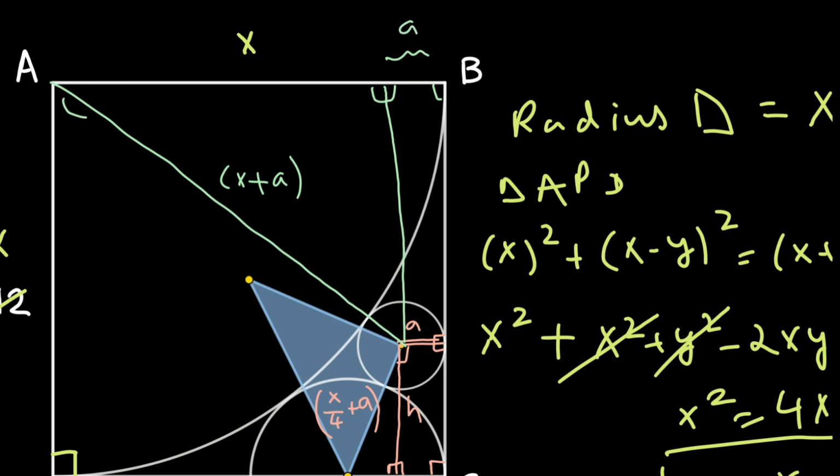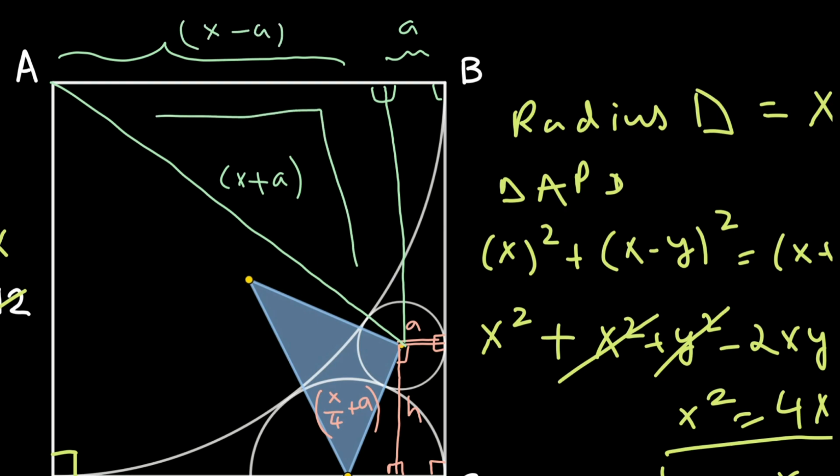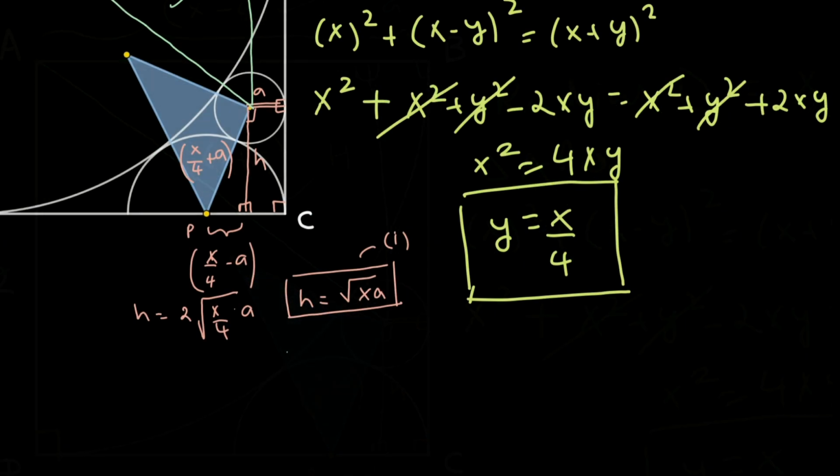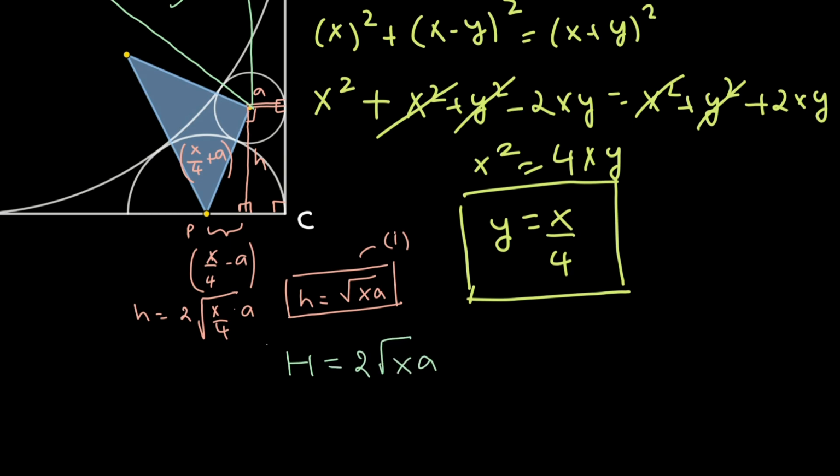The complete distance from A to B is equal to x. This much distance is equal to a. Therefore the remaining distance, that is from the point A to this perpendicular, would be x minus a. Now again we have a right angle triangle over here. The hypotenuse is x plus a. The base is x minus a. Therefore the value of the height that we denote as capital H, according to Pythagoras theorem, will turn out to be 2 times the square root of x times a. Keep this as equation number 2.